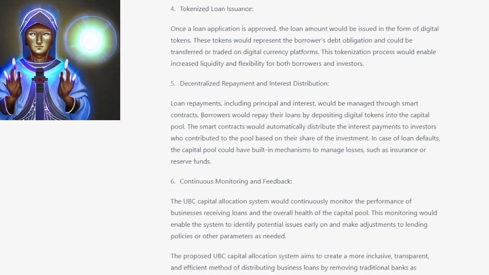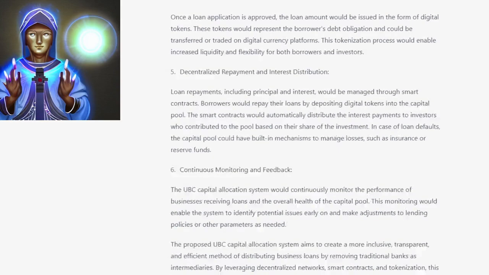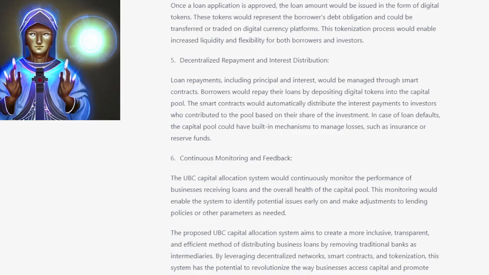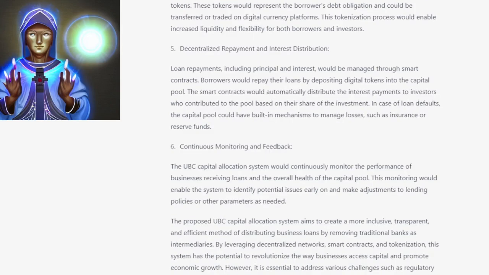Crowd-based loan approval and risk assessment. The approval and risk assessment process for loans would be conducted by a decentralized network of evaluators. These evaluators, who could be individuals or automated algorithms, would analyze loan applications and determine the creditworthiness of the applicant based on various factors such as financial history, business model, and market conditions. Evaluators could be incentivized through rewards or reputation systems to encourage accurate and unbiased assessments.